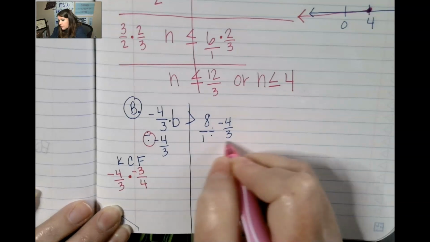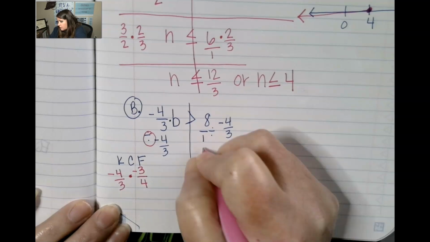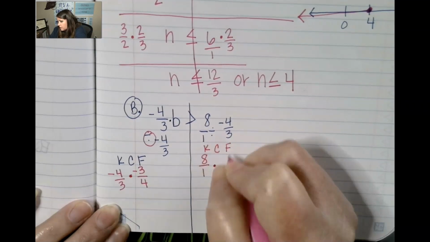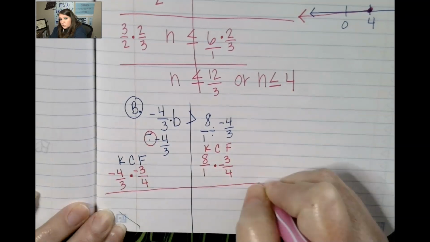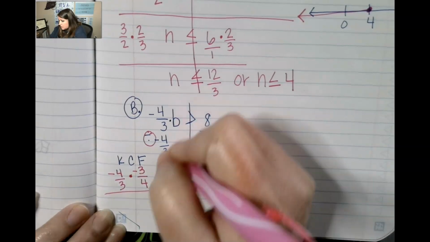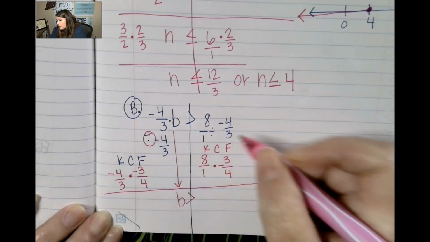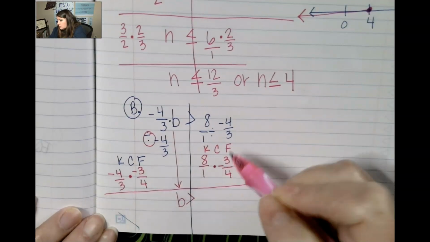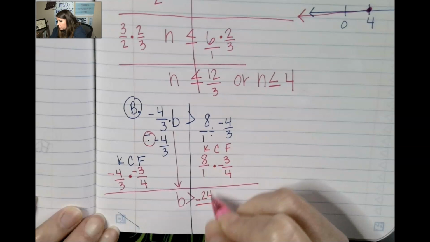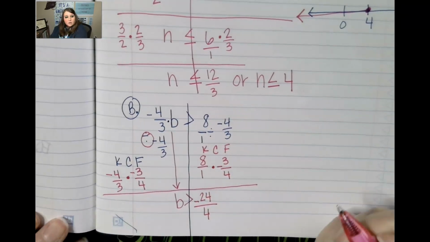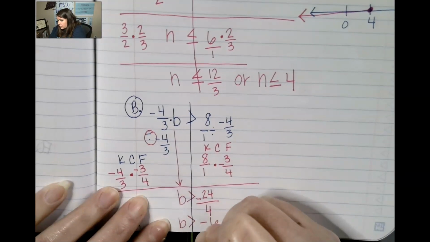I have to do the same thing over here. So on this side, I have 8 over 1. Keep it, change it, and flip it, and 3 over 4. Now I'm ready to multiply straight across. This is just going to give me 1b on this side, and b is greater than 8 times 3, which is 24, over negative 4, or b is greater than negative 6.